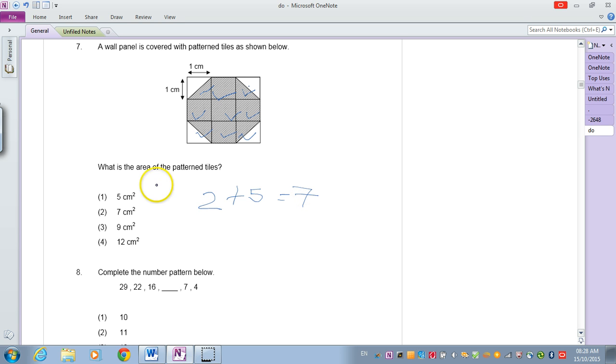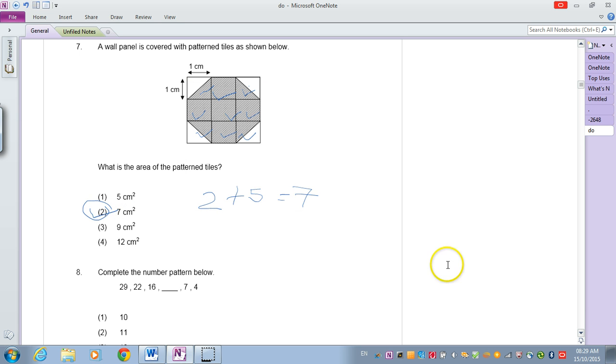Now, I know that each square is made up by the length of 1 cm and a breadth of 1 cm. So each square has an area of 1 square centimeter. Okay? So when each square has 1 square centimeter, I have 7 of such squares. I would have an area of 7 square centimeters. So the answer should be option 2.